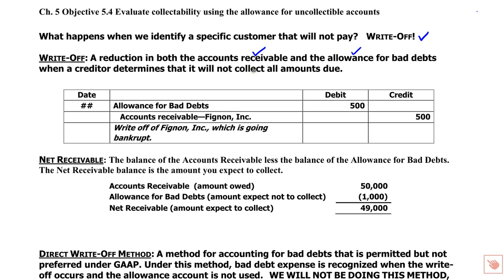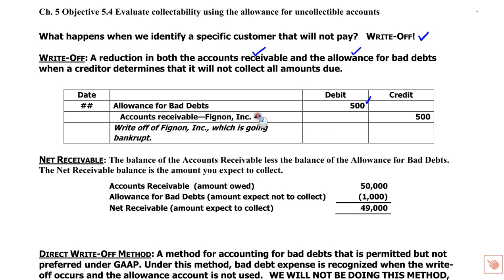So when we see the write-off, here's a write-off for Fignon Incorporated. They notified us that they're going bankrupt, and we assessed our situation of bankruptcy and determined we weren't going to get anything. Sometimes you do get the inventory back and stuff like that, so you can recover it. But in this case, we're not getting any of the money back. We're going to have to write off. So we write off the allowance for the $500 and this accounts receivable.